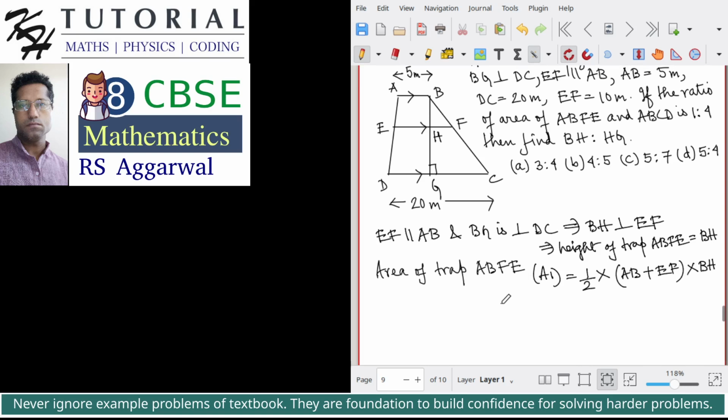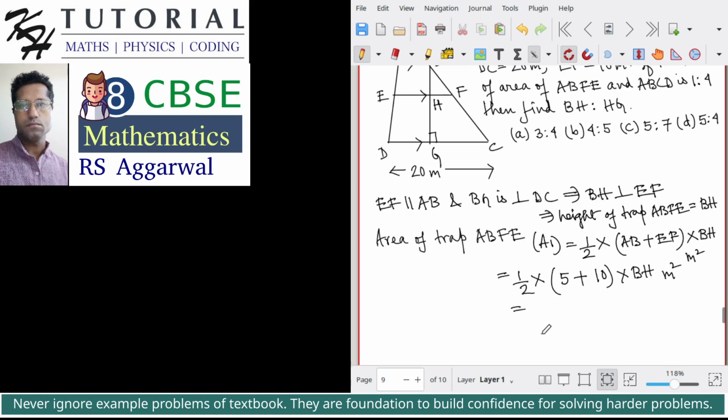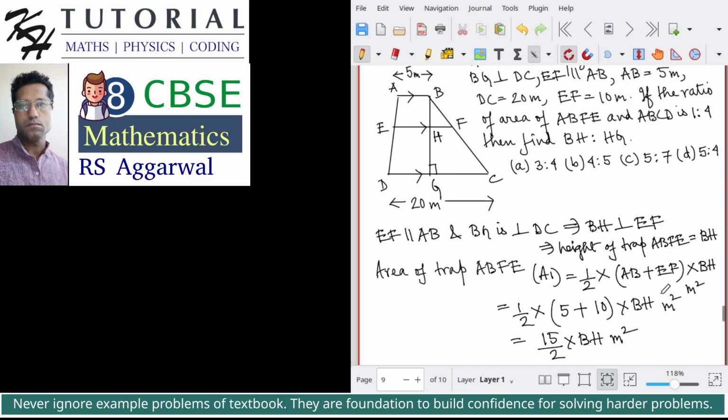Okay. This is equal to half multiplied by what is AB? AB is given to be 5 meters. So 5 plus what is EF? EF is given to be 10 meters. So we have (5 + 10) multiplied by BH, this much meters square. This is equal to 15 by 2 multiplied by BH meter square. So this is the area of the trapezium ABFE.